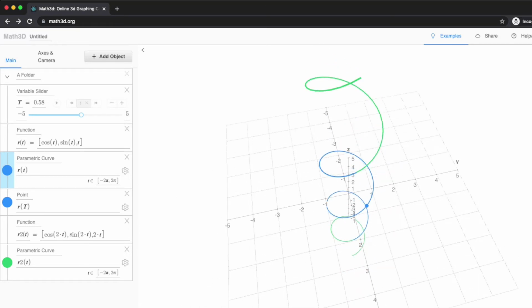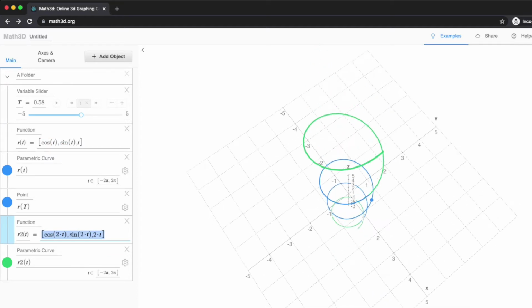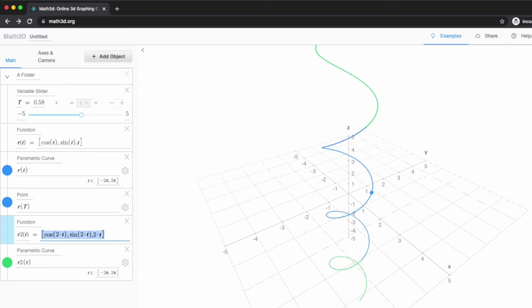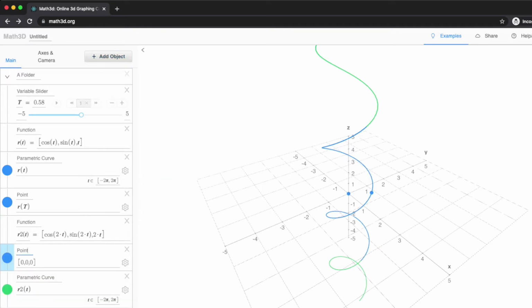So we can see that I've got 2 parametrizations, but they define the exact same curve. They're both the helix. So what's really the difference? The difference is if I go ahead and put a point on the second one, let's call it point 2, I'll color it green, and I'll make it r2 of t.